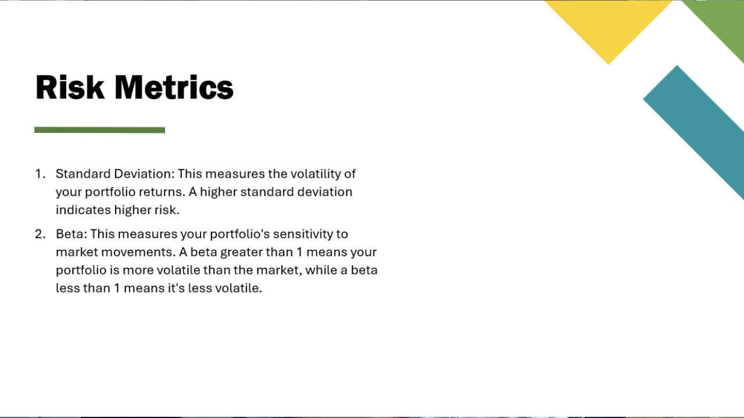Beta is more of a finance-oriented metric, and it measures your portfolio's sensitivity to market movements. If the beta on a portfolio is greater than 1, that means that your portfolio is more volatile than the market as a whole, while a beta of less than 1 means it's less volatile. Understanding these two metrics can really help us to make informed decisions about your investments and align your portfolio with your personal risk tolerance and your financial goals.